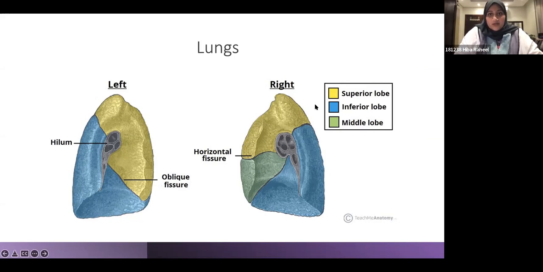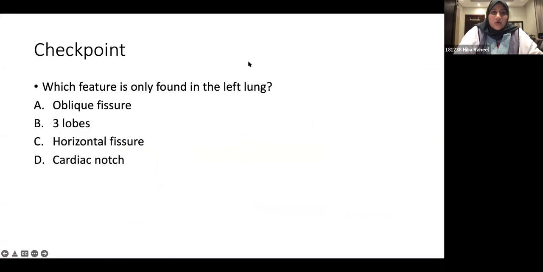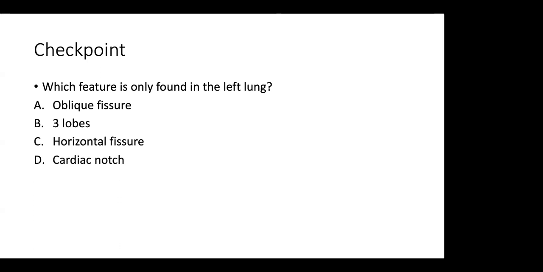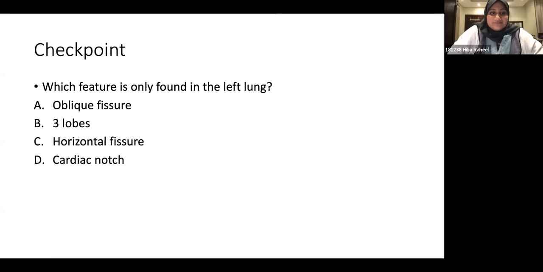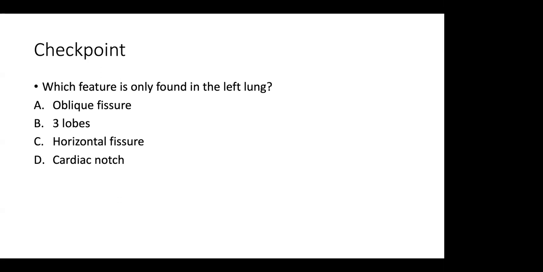Okay. All right. So let's go to our question. What feature is only found in the left lung? D. Think again. Okay, I'll give you guys a few minutes to think. I'm not sure, but maybe C.